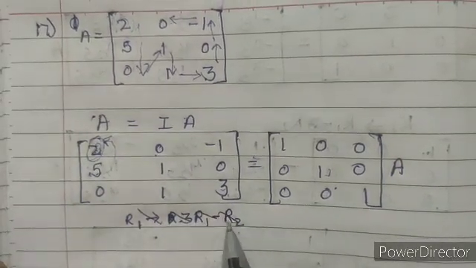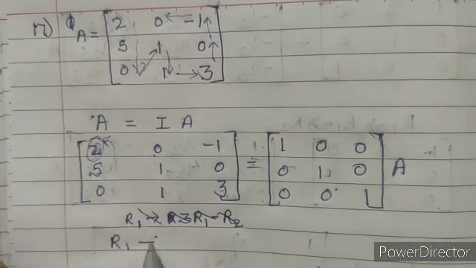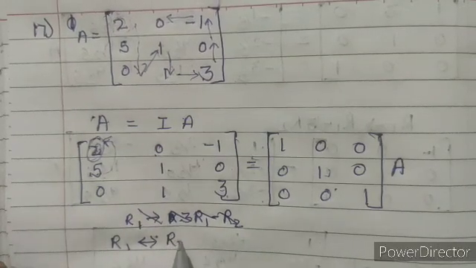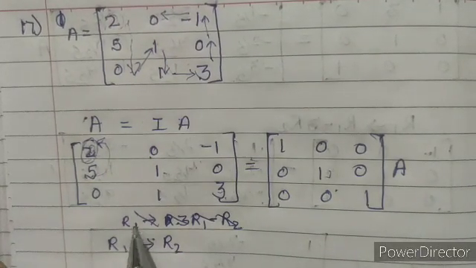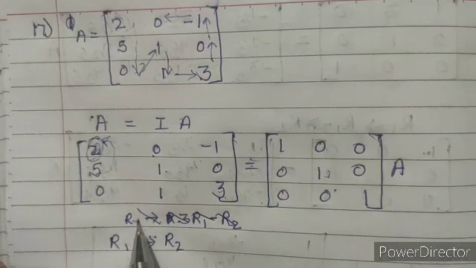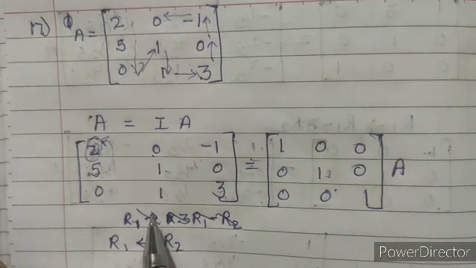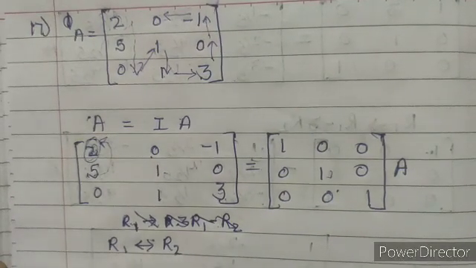So I am applying the transformation as row 1 interchanged to row 2. Now you can apply this transformation also, that R1 change to 3R1 minus R2.